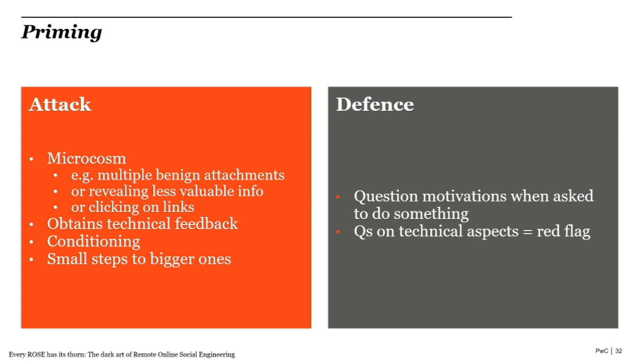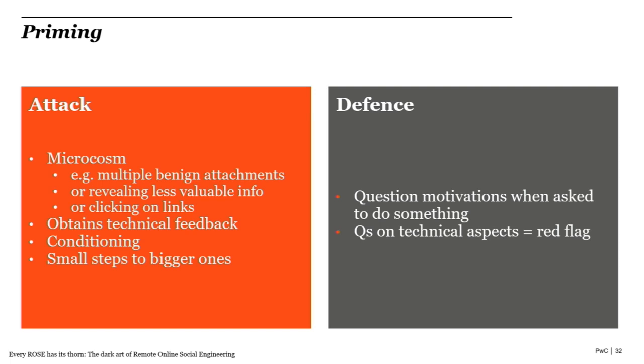Then the attacker's going to try and prime the victim, depending on what their eventual objective is. So if their eventual objective, for instance, is to get the intended target to open a malicious attachment, they may, over a period of weeks or months, send multiple benign attachments just to get the intended target used to the process of receiving attachments and opening them. This also means the attacker obtains some technical feedback, potentially, on what gets through particular endpoint controls and what doesn't.